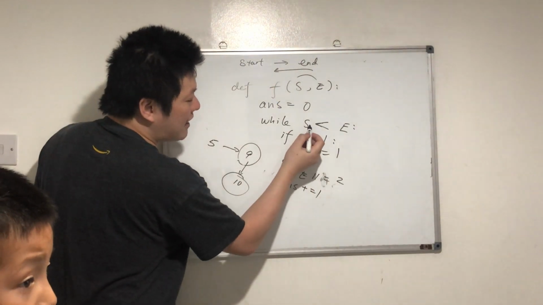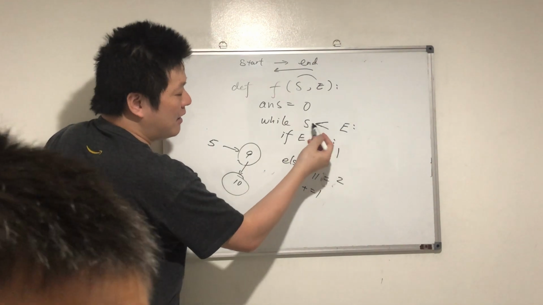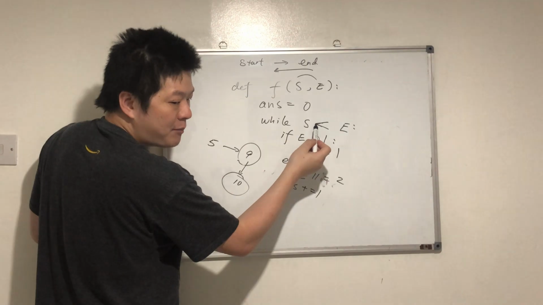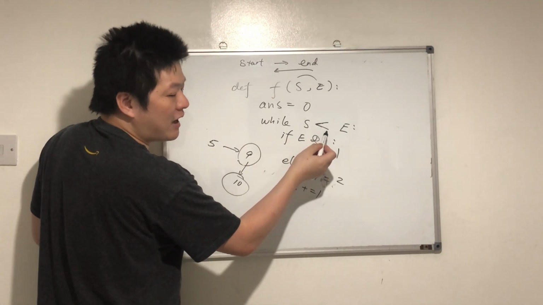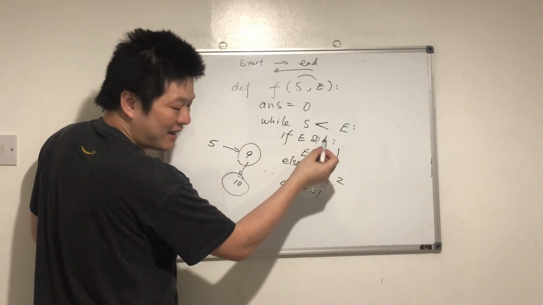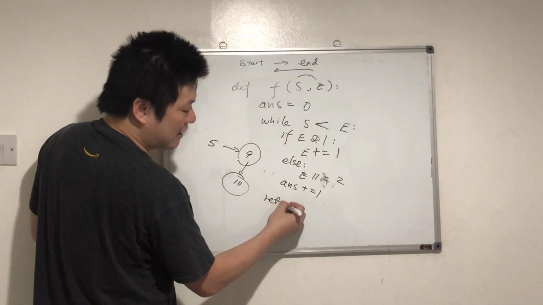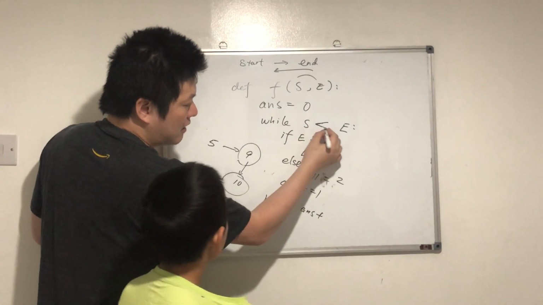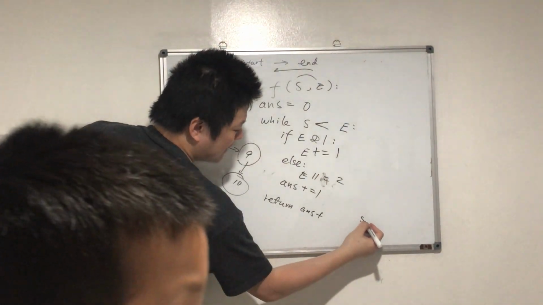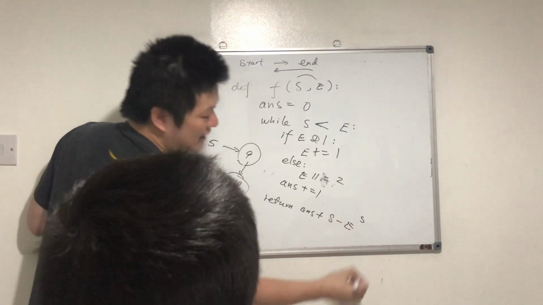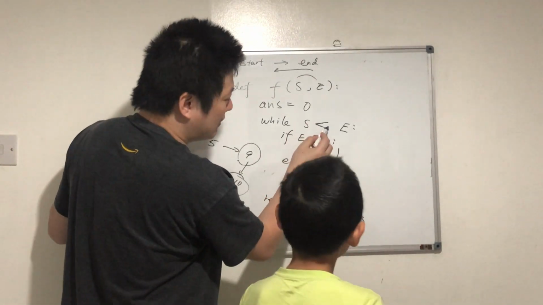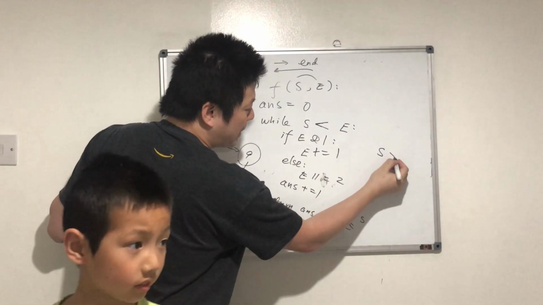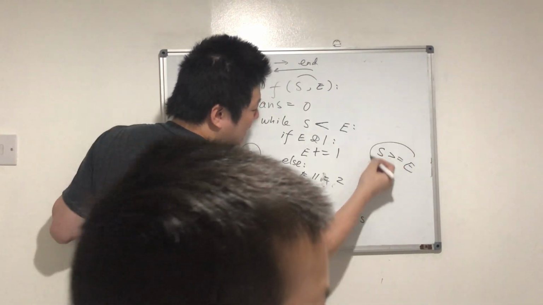And when the while loop ends, what does it mean? It means that S is bigger than or equal to N, right? So return the answer plus S minus N. Well done. Because after the while loop, S becomes bigger than or equal to N, then we need to add the difference, right?